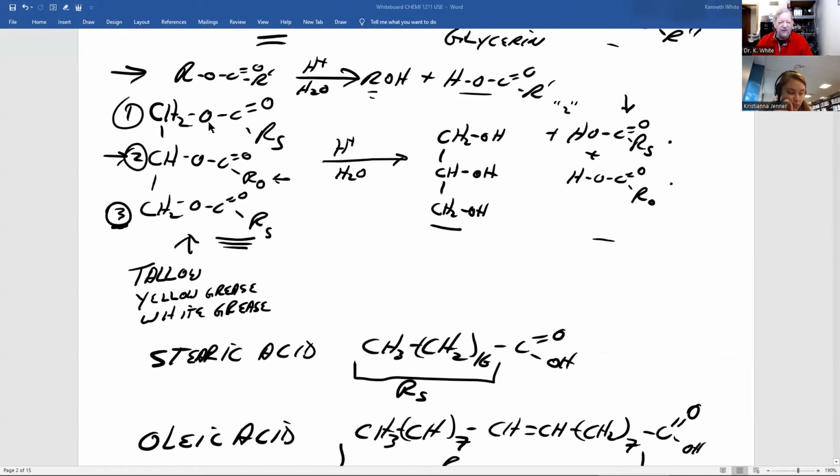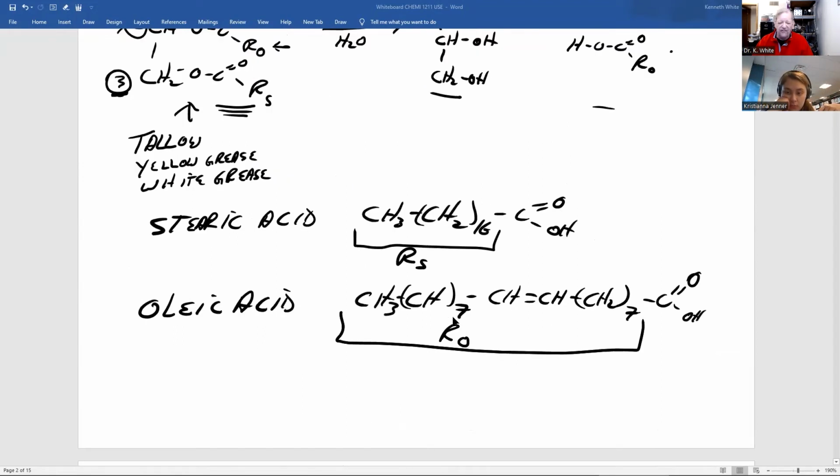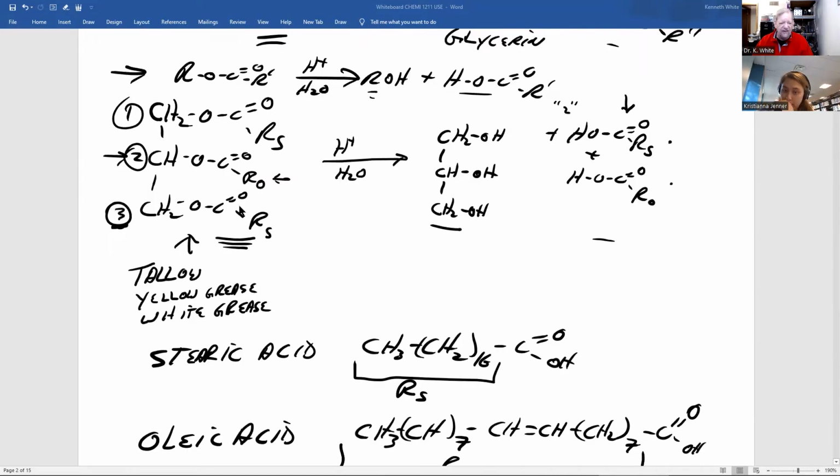So when we hydrolyze this ester, you get stearic acid. R sub O is this part of oleic acid. So in ester number 2, when you hydrolyze it, acid hydrolysis, you get oleic acid. And ester 3, you'll get stearic acid again.